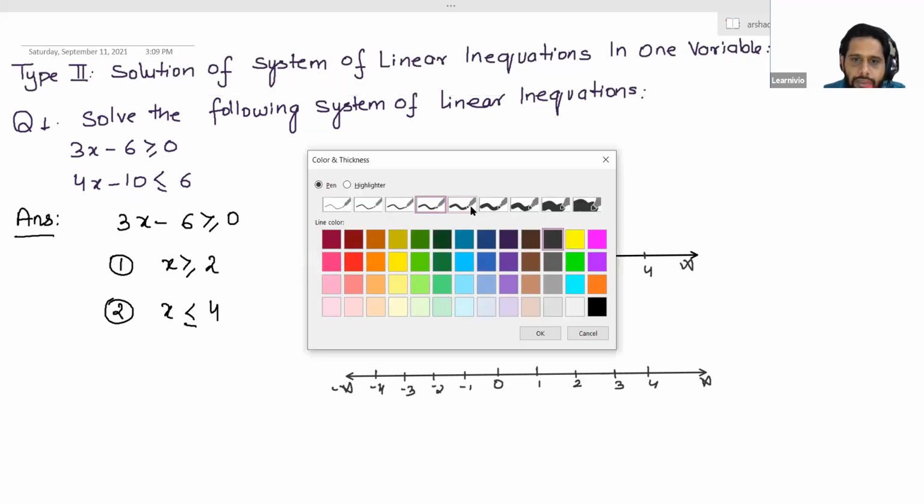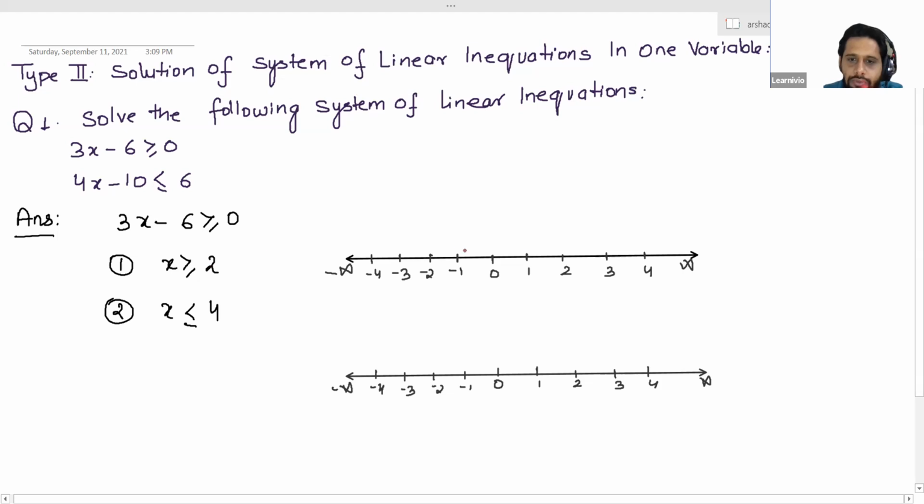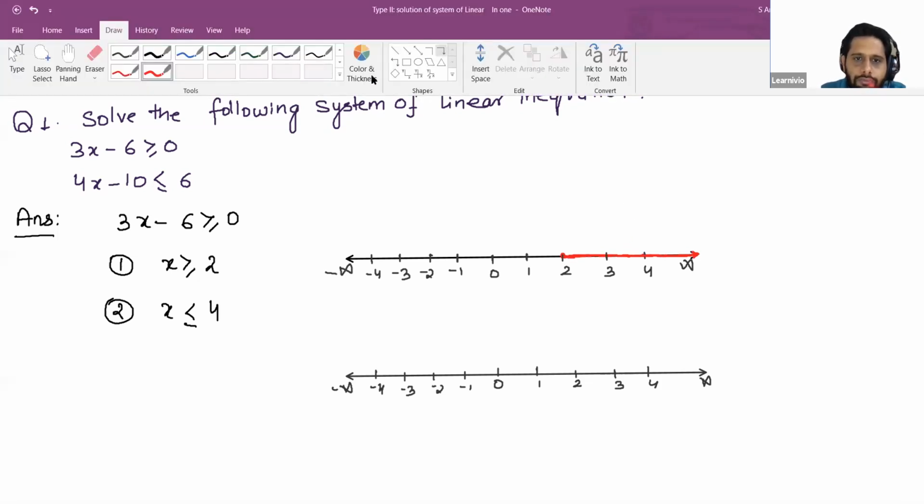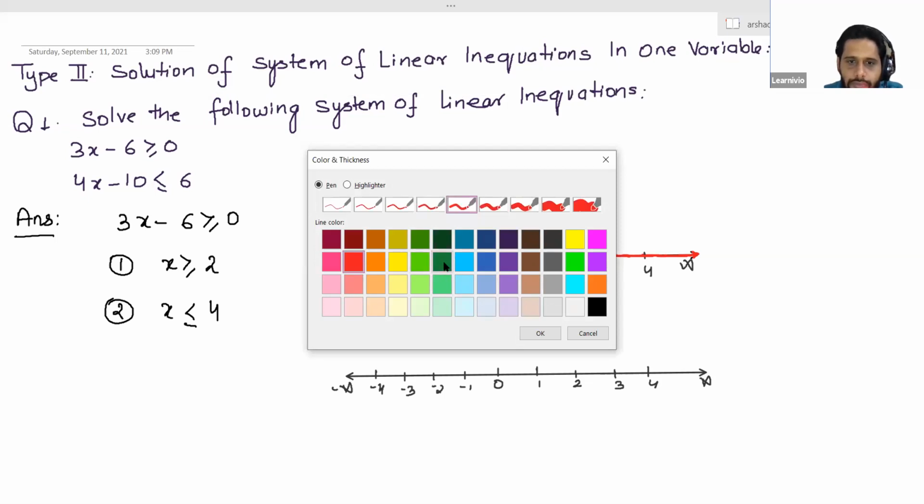So just give me a minute. For the first one, x is greater than or equal to 2, so how will we represent this? We will represent it by a dark line, and we will draw it like this. This is our first solution. Now for the second solution, we will choose another color. For example, we will take this green.